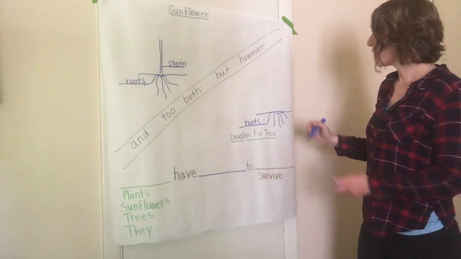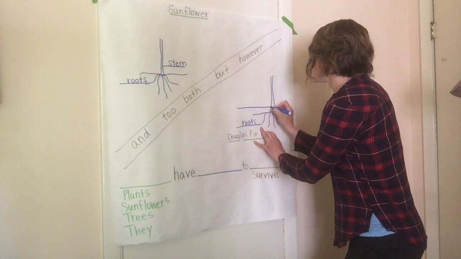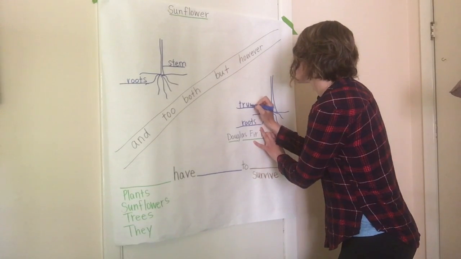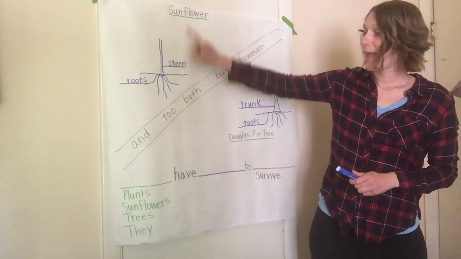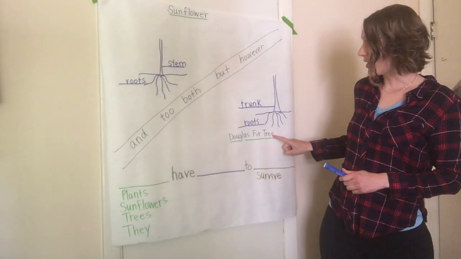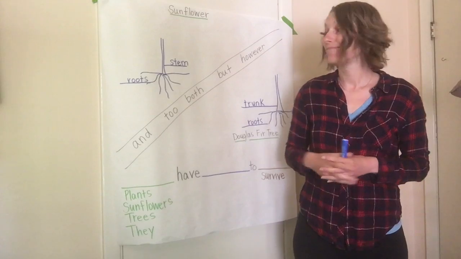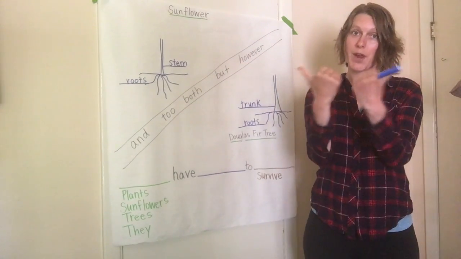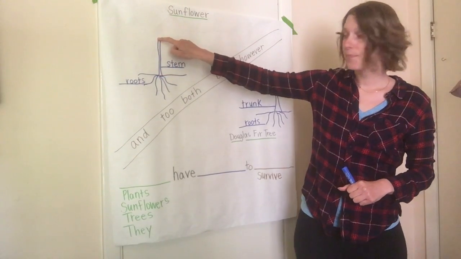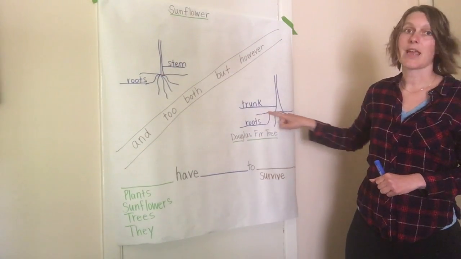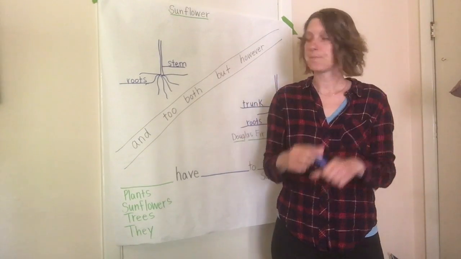But the Douglas fir tree does not. The Douglas fir tree has a trunk. Both the sunflower and the Douglas fir tree have something to hold them up and to bring water up from the roots. However, there's that contrast word. However, the sunflower has a stem and the Douglas fir tree has a trunk. Even though they have the same purpose, they have different names.